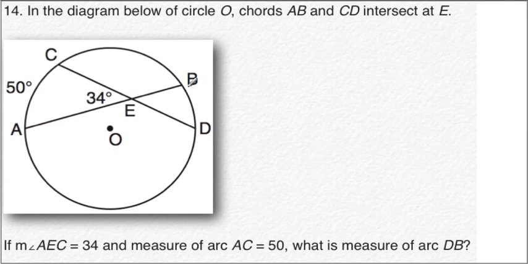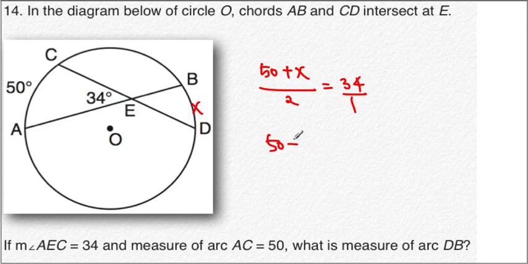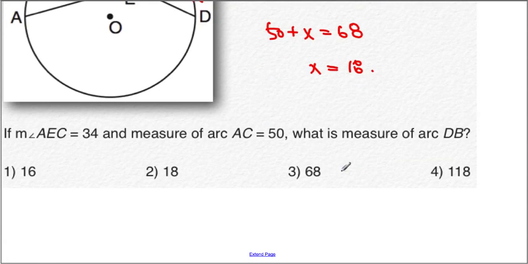Now, if you want to figure out the measure of arc DB, let's call that x. The relationship is 50 plus x, the two intercepted arcs, divided by 2 has to be the measure of the angle inside, which is 34 degrees. Now, by cross multiplication, we have 50 plus x must be equal to 68. By subtracting 50, we get x must be equal to 18. Now, then 18 seems to be our answer.